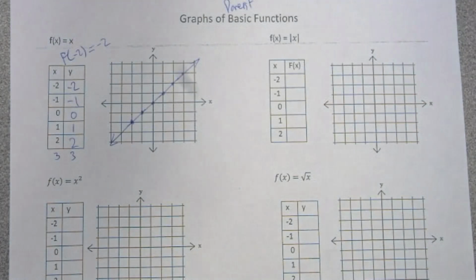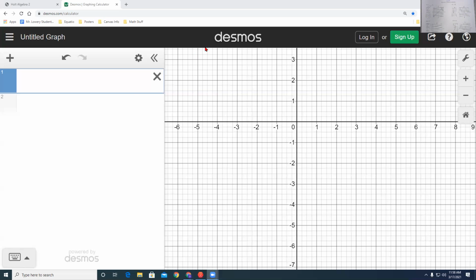Okay, so I'm going to change over just really quick to a different screen. Okay, so hopefully you can see now what I'm doing over here in Desmos, and this is the paper that we were working on. Okay. So what we're going to do is type in some of these functions. So let's do the second one here. That's right here. Okay, this is an absolute value function.